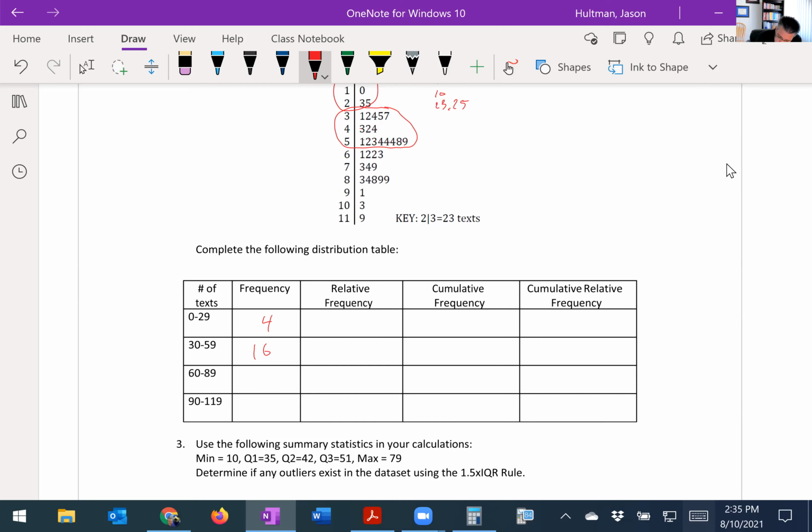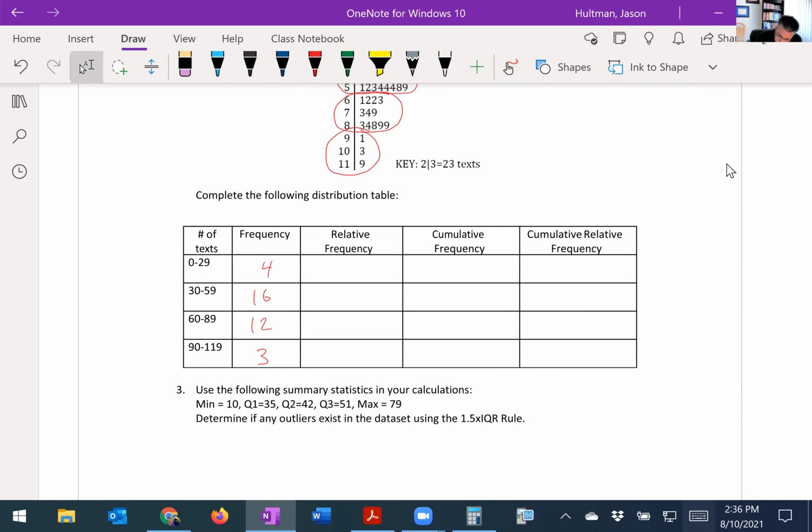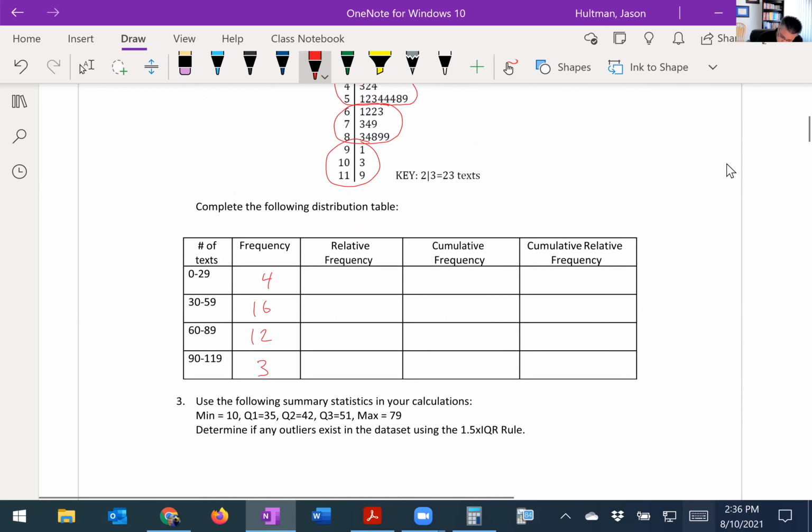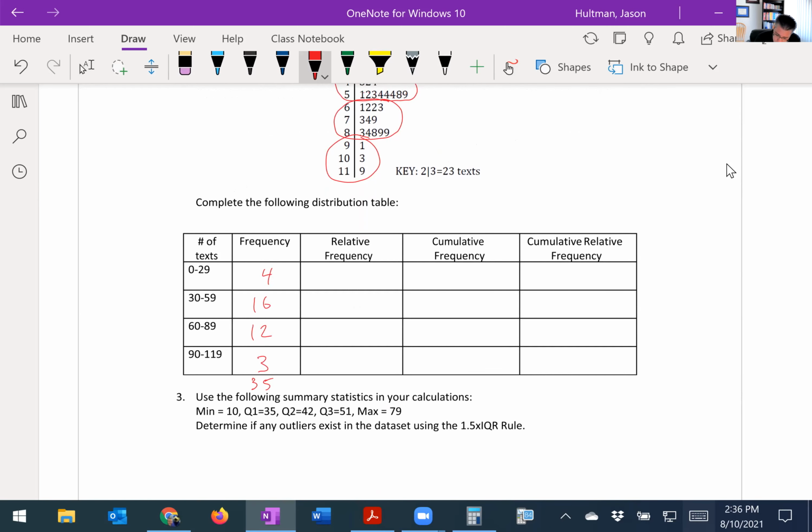60 through 89. So these guys. So let's count those up. 1, 2, 3, 4, 5, 6, 7, 8, 9, 10, 11, 12. Okay, and then the last ones here are going to be 1, 2, 3. So 3 of those. Okay, adding these up. Okay, that's going to give me the total amount of values here. So this is 4 and 16 is 20, 32, it looks like 35. Okay, total values. Okay, so we could have probably just done 35 from the problem too.